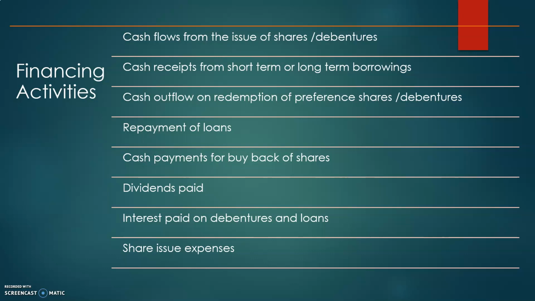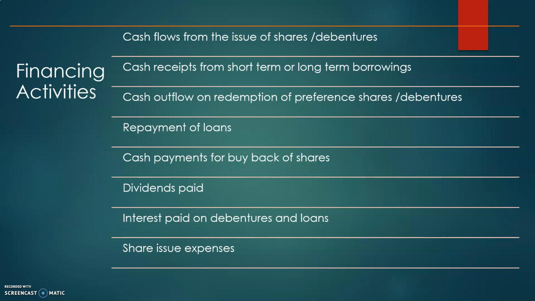So examples are cash flows from the issue of shares or debentures, cash receipts from short-term or long-term borrowing. When you are issuing shares or debentures, you are getting funds, and that is directly related with your capitalization. Next is cash receipts from short-term or long-term borrowings. When you are borrowing from banks or financial institutions, that will again alter your capital structure, no? So that will come under financing activities. Cash outflow on redemption of preference shares or debentures, that too, because you are paying it out. Again, alteration of your capital structure.